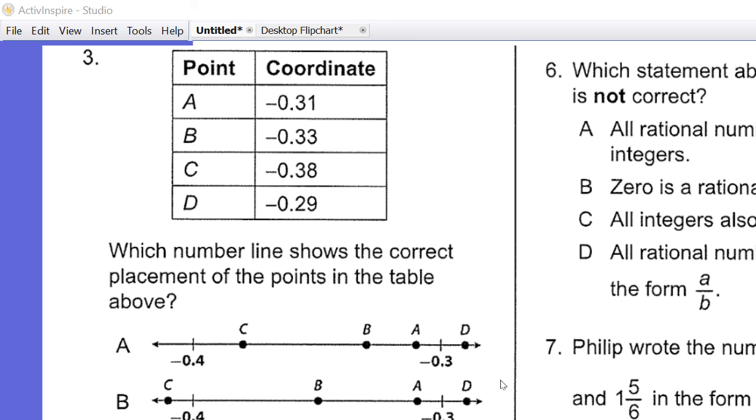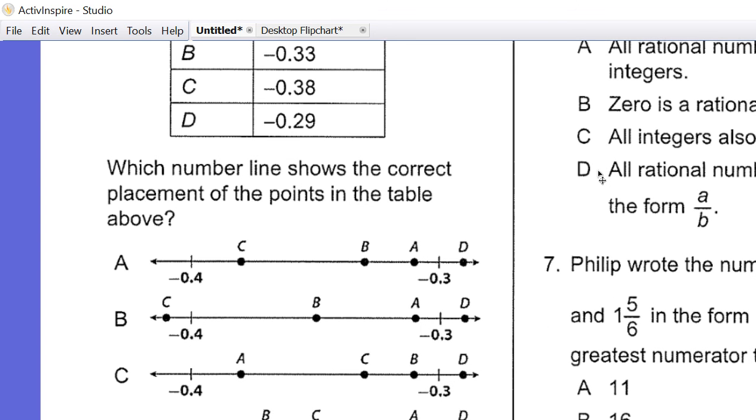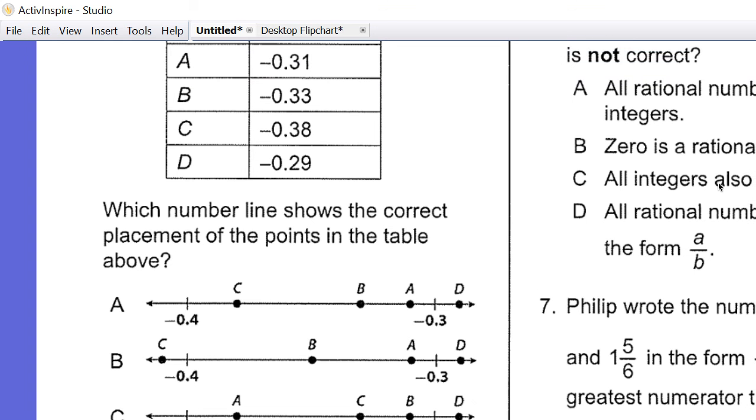Probably the best strategy on something like this is to just look at the first number line, A, and see if it works. For example, maybe I'll use a highlighter. A is supposed to be at negative 31 hundredths. A right here looks like it could be negative 31 hundredths. Right next to it is 0.3 or 0.30, so just to the left would be negative 31 hundredths. B is supposed to be at negative 33 hundredths. That seems like that would work. C is supposed to be at negative 38. That's almost up to negative 0.4, so that makes sense. And D is supposed to be at negative 29.